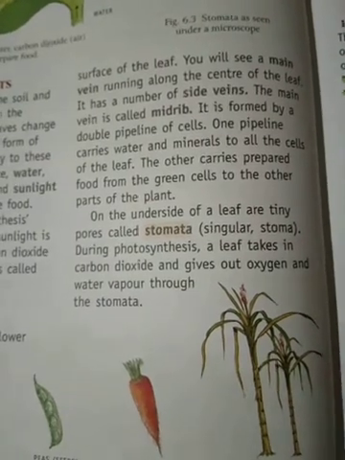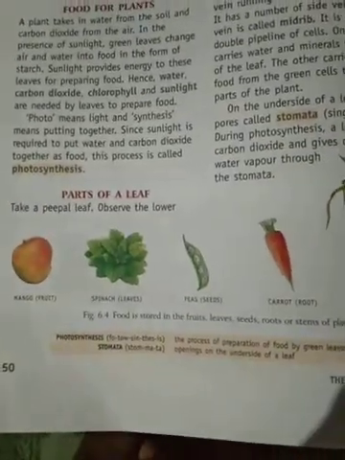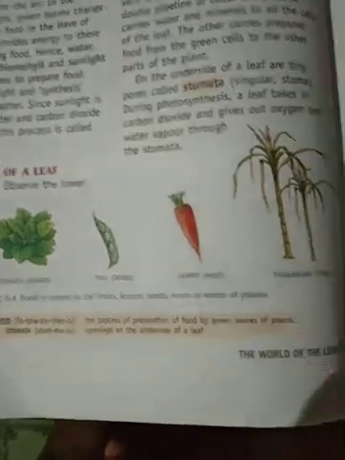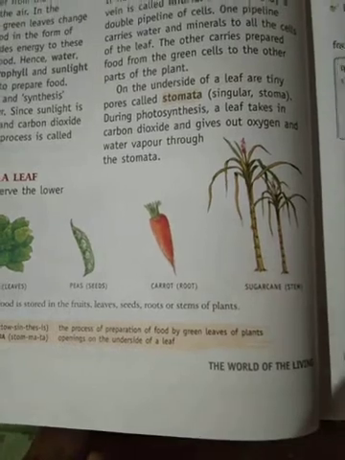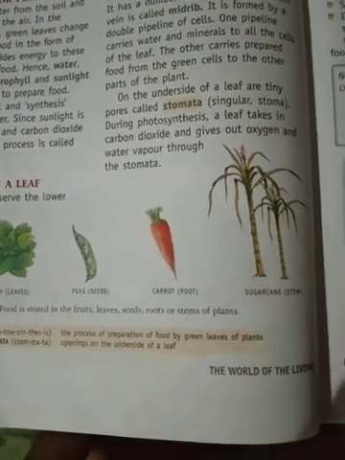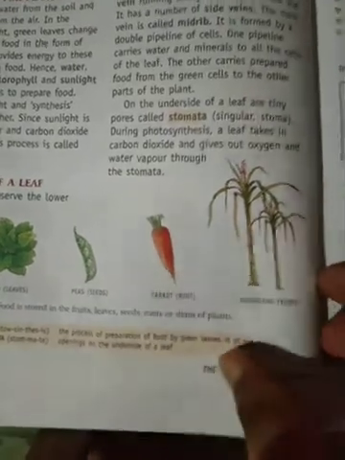Okay, now you may have some pictures over there. These are what? Fruit, leaves, peas, carrot, sugarcane. We are going to discuss this also later in this chapter.